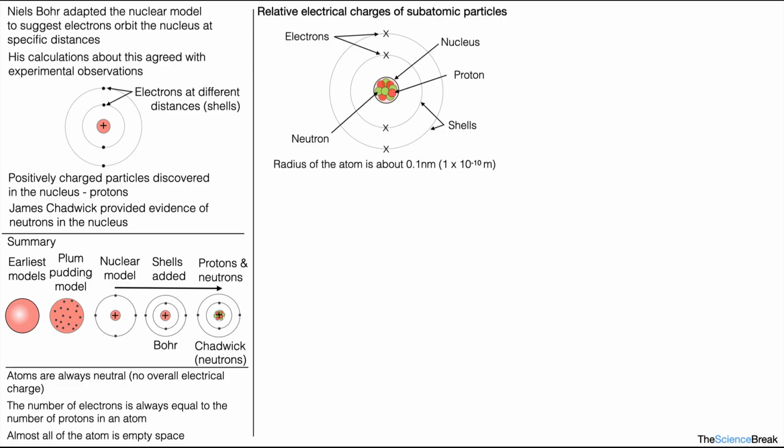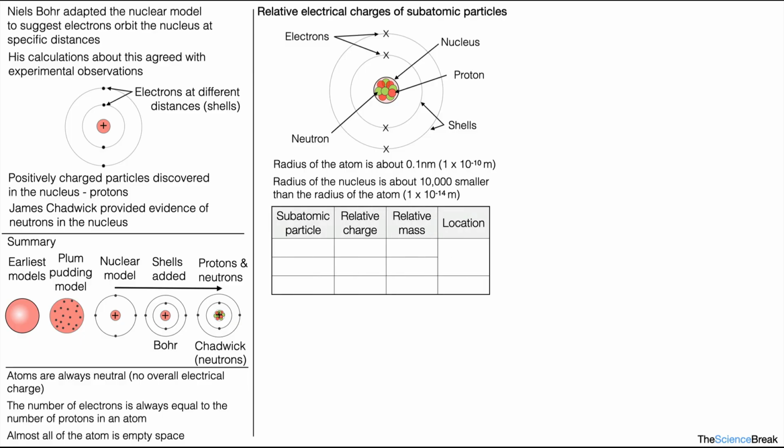We also need to be aware that the radius of the atom is about 0.1 nanometers. That's 1 times 10 to the minus 10 meters. That's shown there in the diagram above. The radius of the nucleus is about 10,000 times smaller than the radius of the atom. That makes it 1 times 10 to the minus 14 meters. And there it is shown in the diagram.